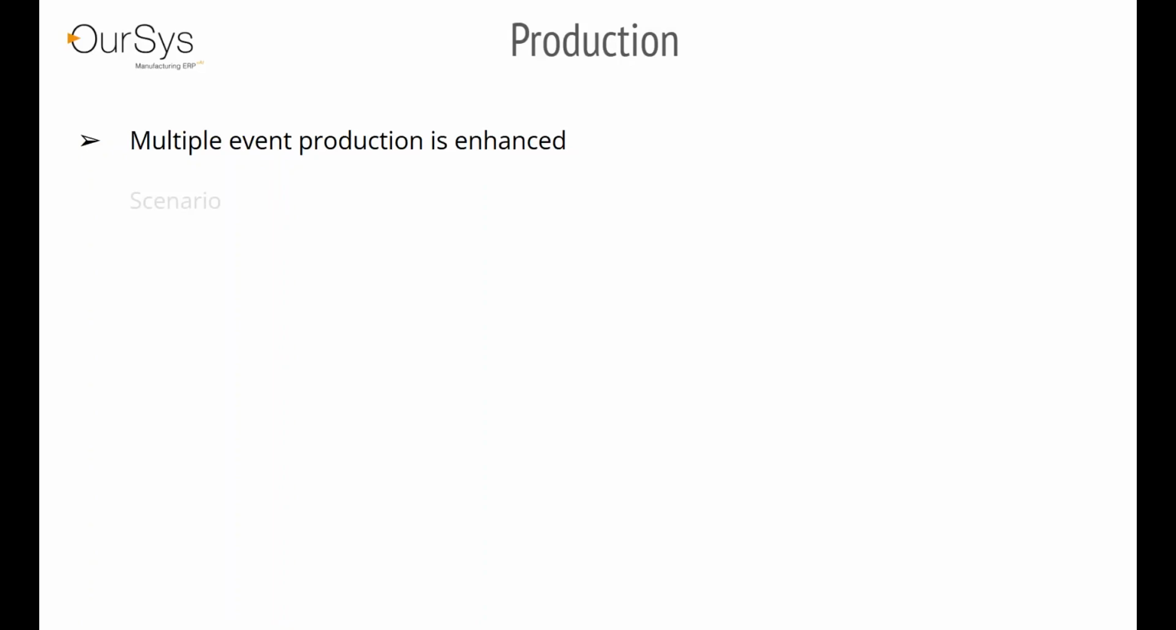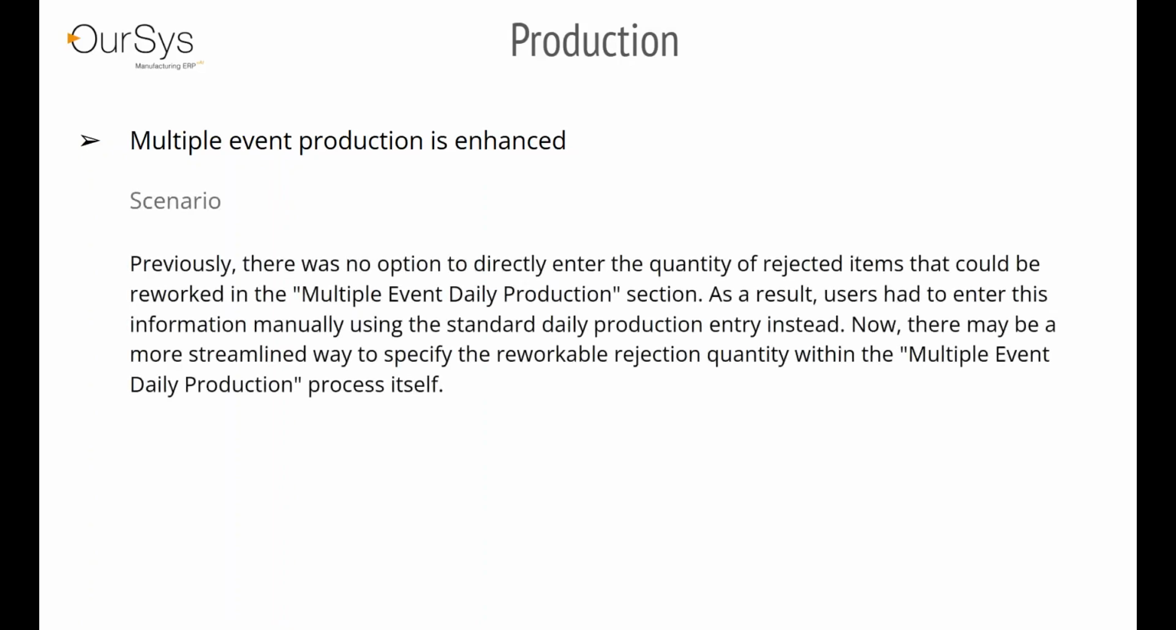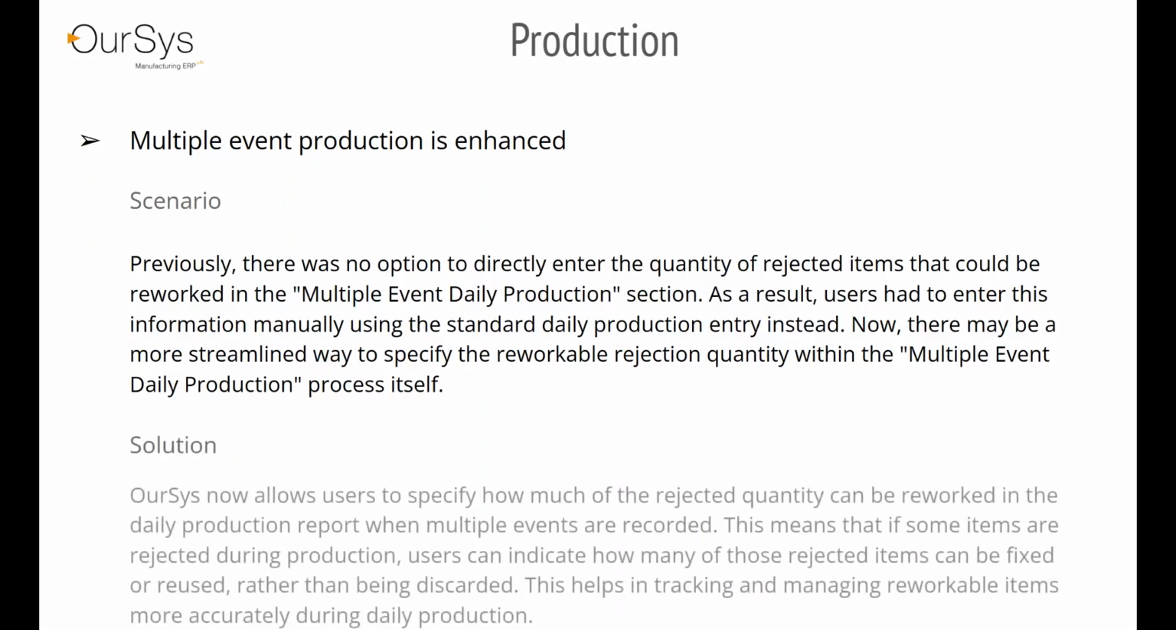Multiple event production is enhanced. Before, there wasn't a direct way to enter the quantity of a rejected item that was reworked in a multiple event production transaction. So users had to manually enter the rejected information into our standard daily production report. This was a very time consuming task. Every user had to perform the transaction twice.